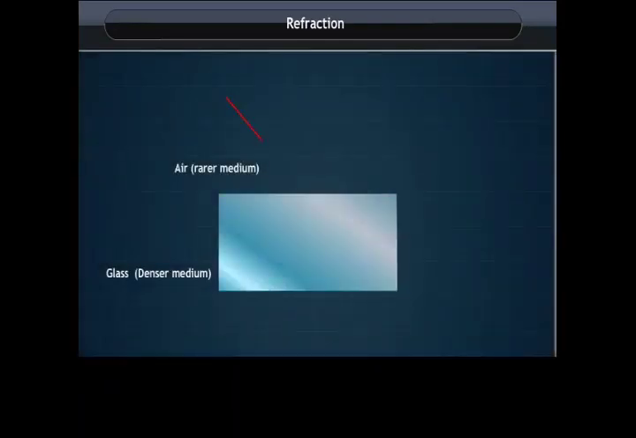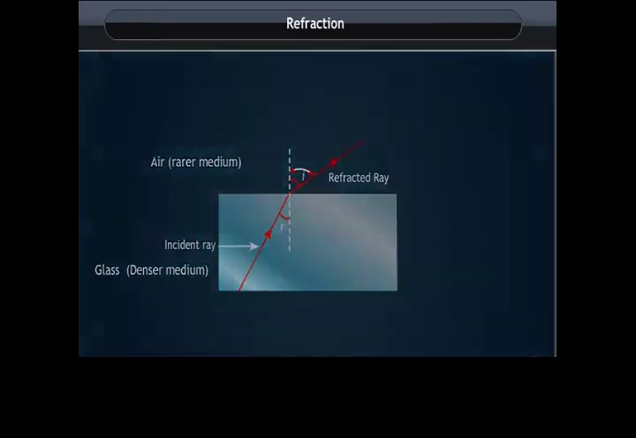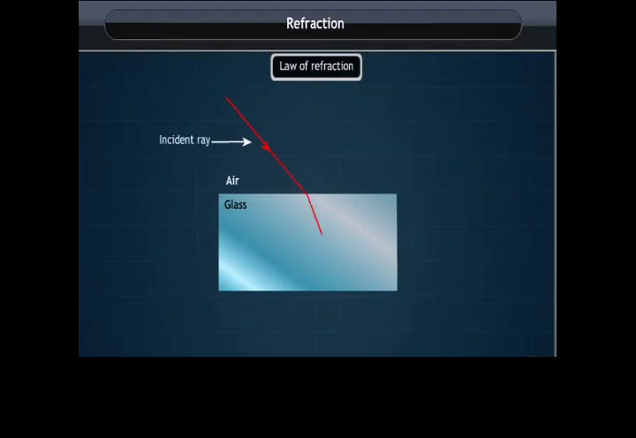When light travels from a rarer medium to a denser medium, it bends towards the normal. When light travels from a denser medium to a rarer medium, it bends away from the normal. The incident ray, the refracted ray, and the normal to the interface of two transparent media at the point of incidence all lie in the same plane.